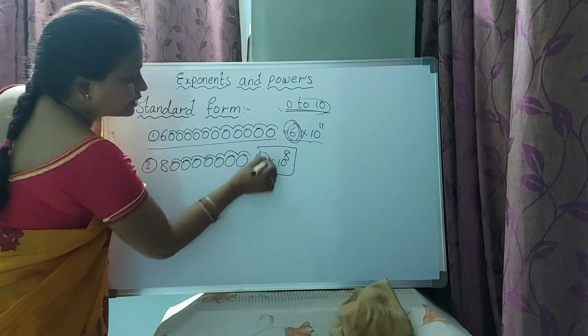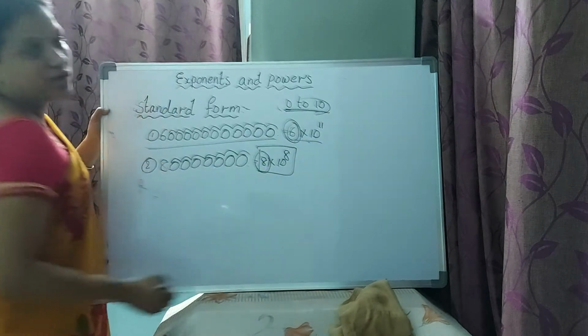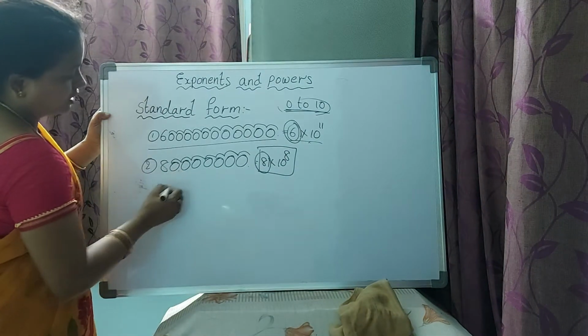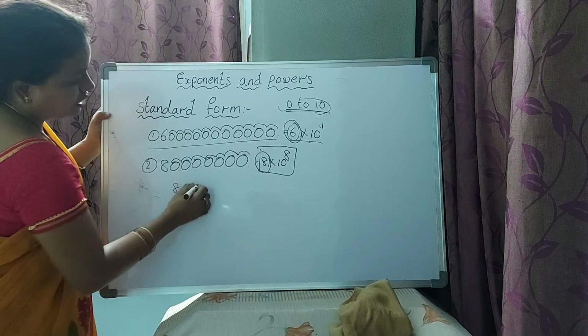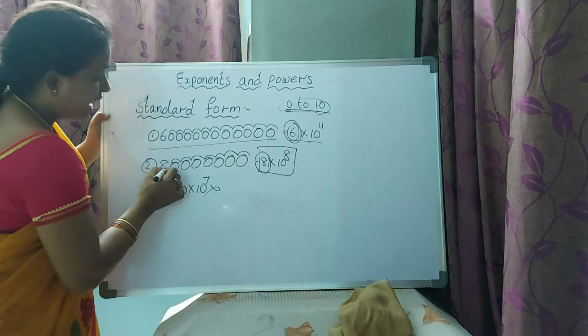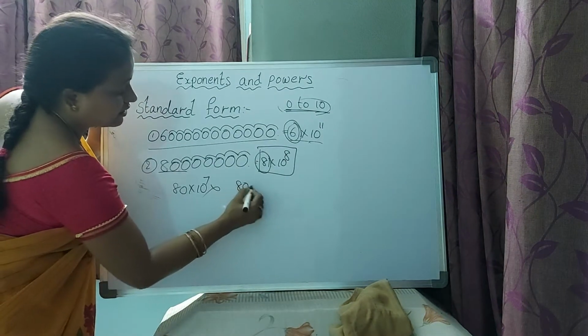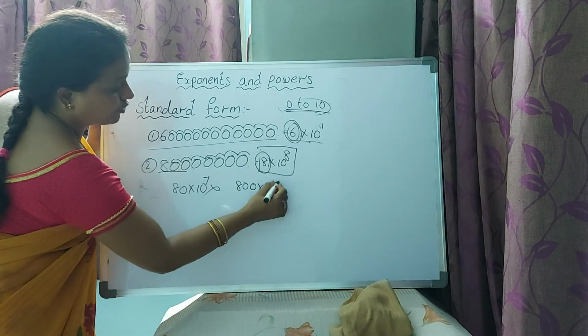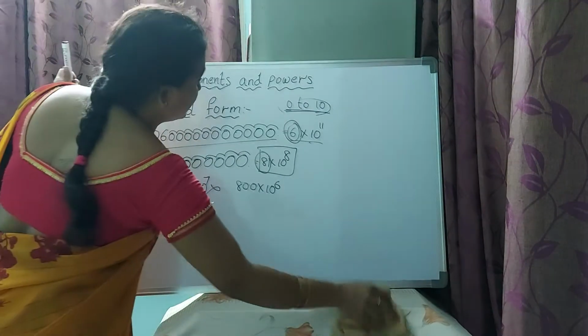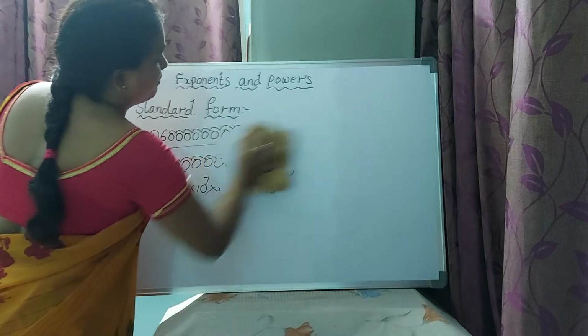This number should be in between 0 to 10 only. We should not write 80 into 10 to the power of 7. This is wrong. This is not the standard form. Otherwise, 800 into 10 to the power of 6 we should not write. So in this way we have to write the standard forms for the big numbers.